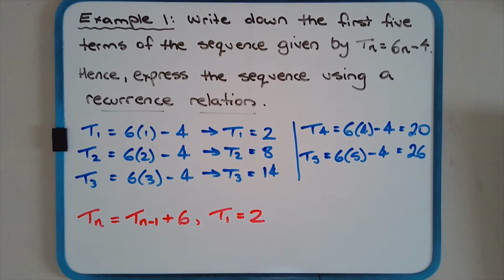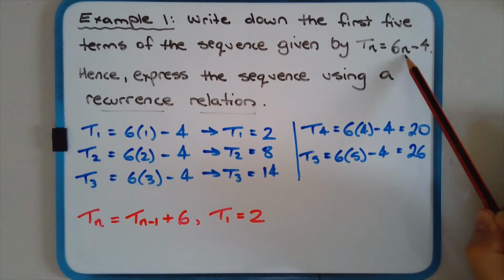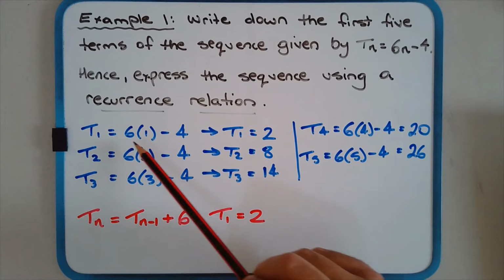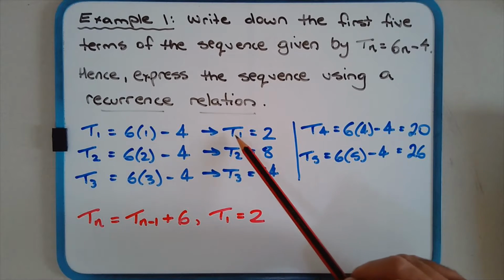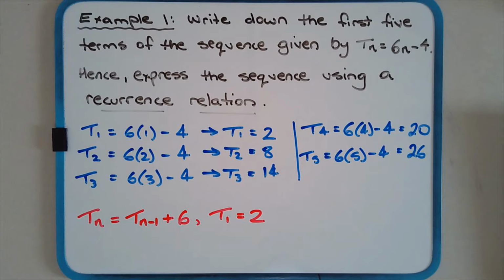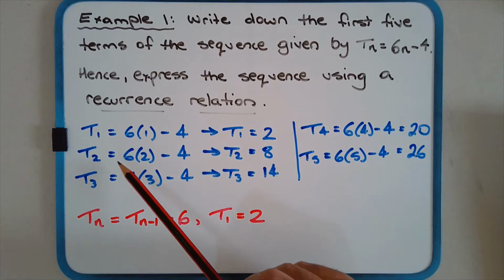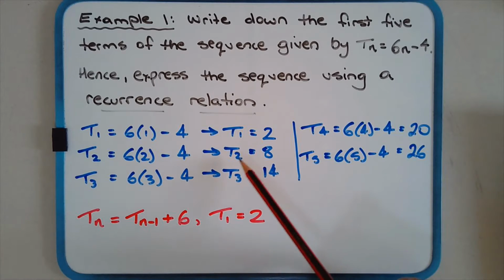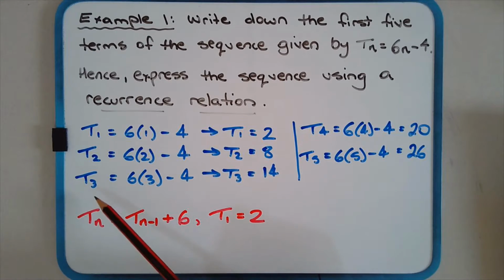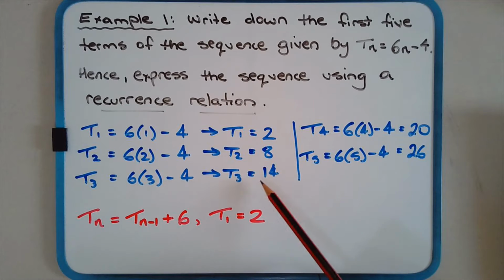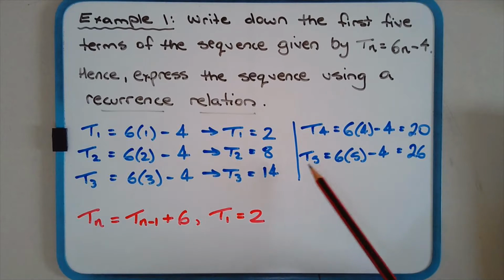So to get the value of the first term in the sequence, we substitute n equals 1 into the formula and then evaluate it. So T1 is equal to 6 times 1 minus 4. T1 equals 2. So that's the first term of this sequence. T2, that's the second term in the sequence, is 6 times 2 minus 4. Therefore, T2 equals 8. T3, third term in the sequence, 6 times 3 minus 4. Therefore, T3 equals 14.